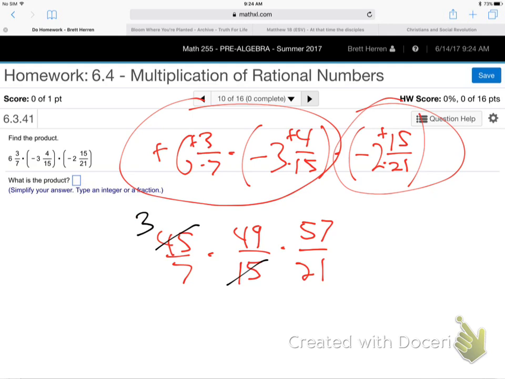Good so far? 7 goes into 49 7 times. Remember, make sure you cross them off. 3 into 21, or 7 into 21, both together cancel the 21. How about that? We're going too quick? 3 and 7 cancel 21. The answer is 57.